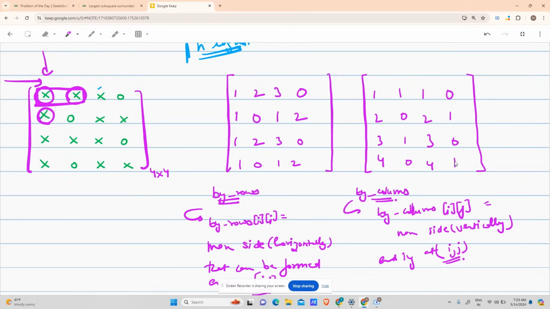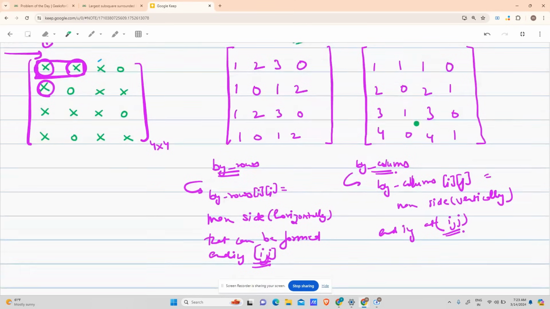Okay. Now I will say, what is the space complexity up till now? Space complexity up till now is O of n square for this, O of n square for this. So total O of n square up till now. Okay, now I will say start traversing.